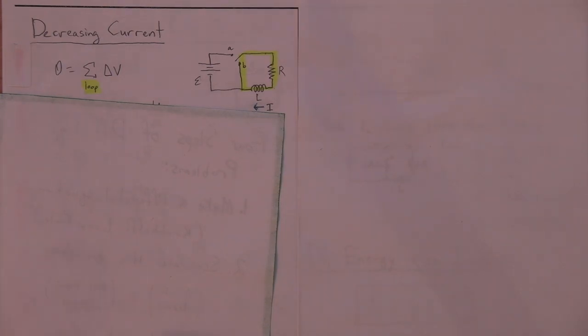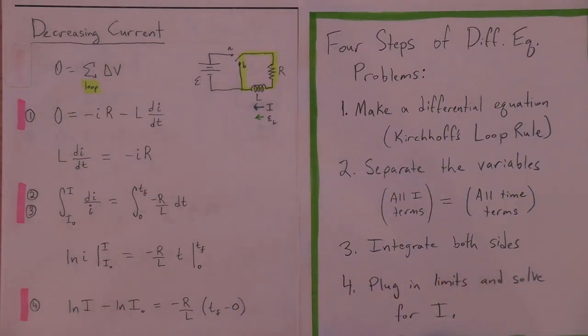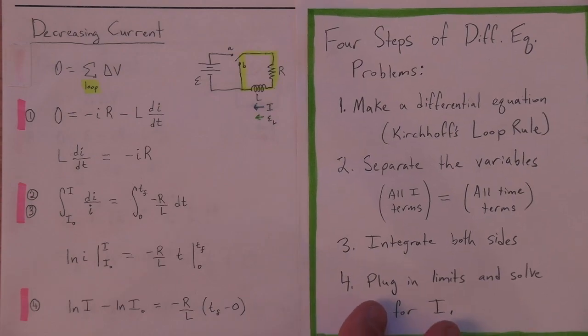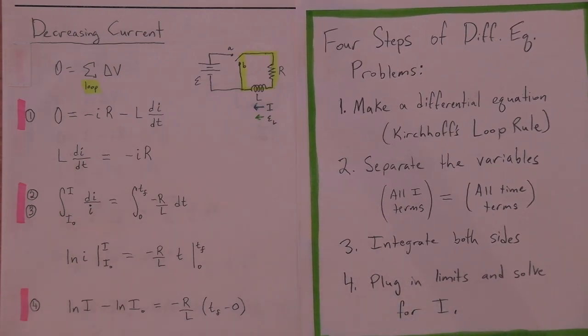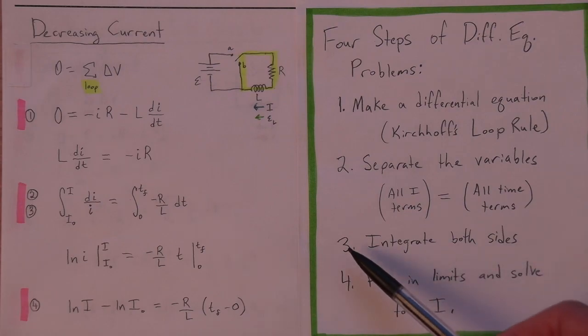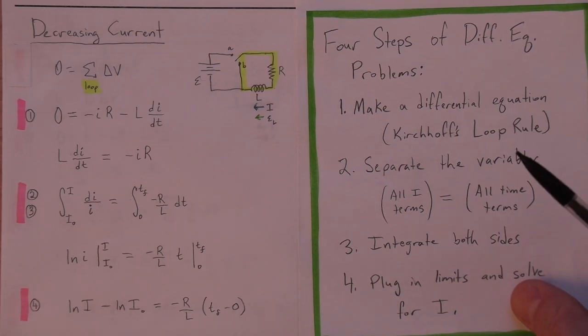Okay, so here they are. If you could not come up with them, you should study these. Okay, this comes up throughout physics. Step 1: make a differential equation with Kirchhoff's loop rule. Step 2: separate the variables, get all I on one side, all time on the other. Step 3: integrate both sides. Step 4: plug in your limits and solve.